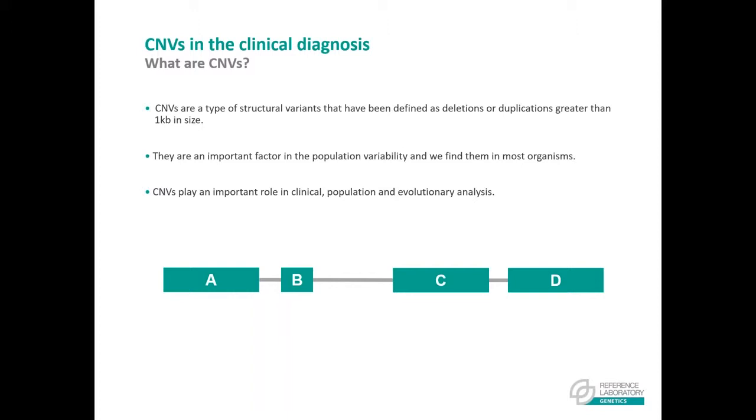These variants play a very important role in population variability, and we find them in most complex organisms. In many publications, their importance has been postulated in speciation as well as in evolution. All this has led to increasing investigation of copy number variants in multiple research areas. In this figure, we can see different examples of copy number variants, such as duplications and deletions. Here we see a typical gene with 4 exons. In this case, we lose an exon, having a deletion. And in this other, we have a duplication of exon B.